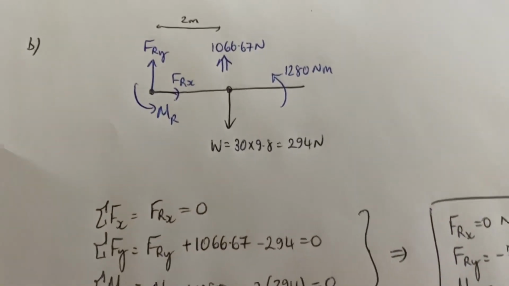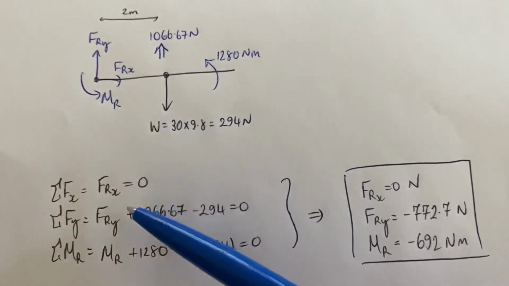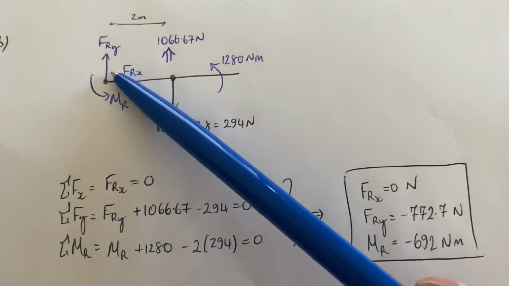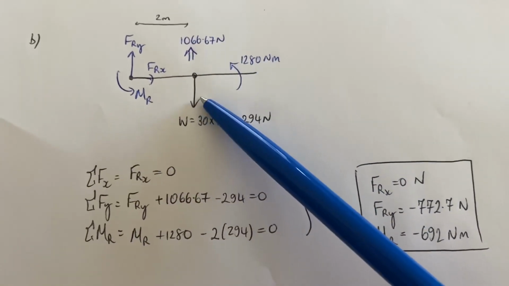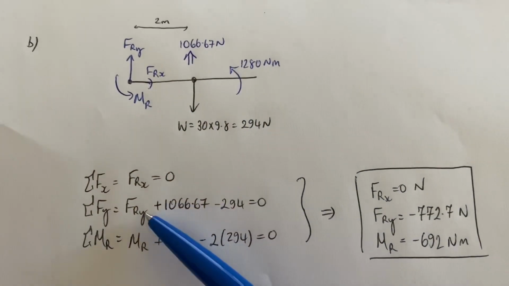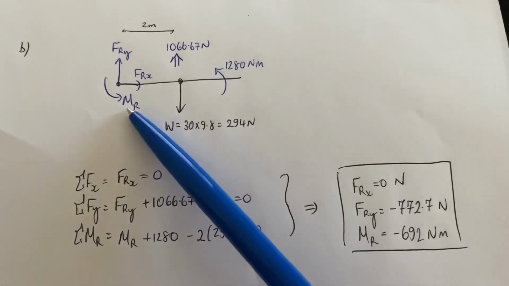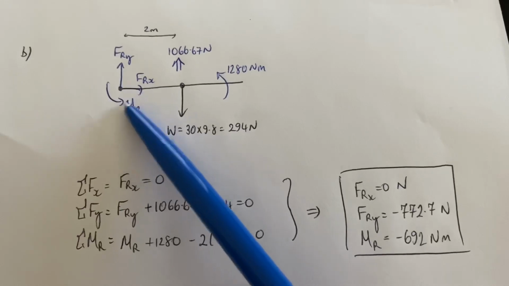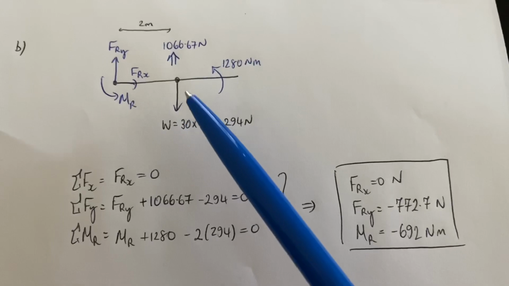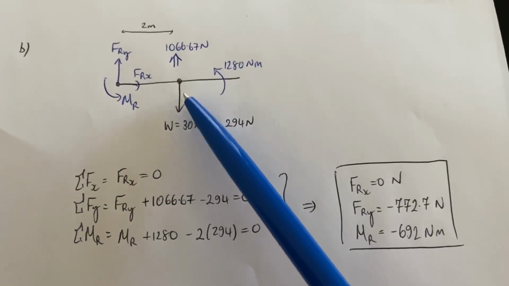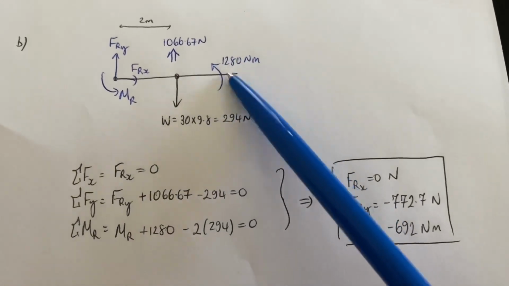So what happens when I go to sum my forces? In the x direction I just have this, so I get 0. In the y direction I have this reaction force, this positive and this negative, so I can work out what the reaction in the y direction is. And then summing moments about R, I have this moment here due to the fixed support. I have the moment due to the weight vector, and then I also have this moment.